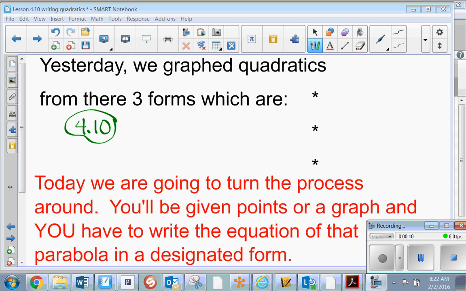Yesterday we graphed quadratics from the three forms. What were the three forms we did? Standard, vertex form, and what else? Factored form. Very good. And you did the little foldable and all this stuff.